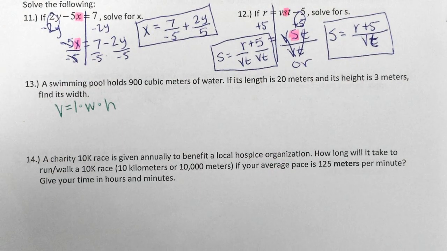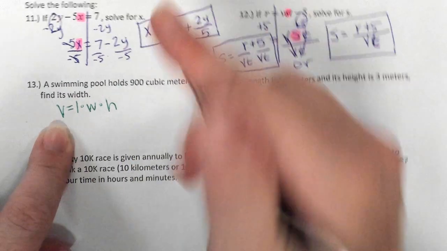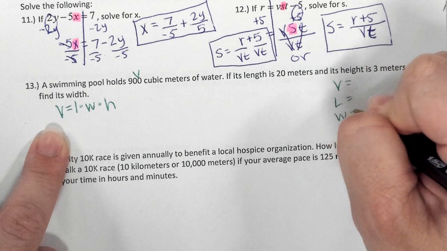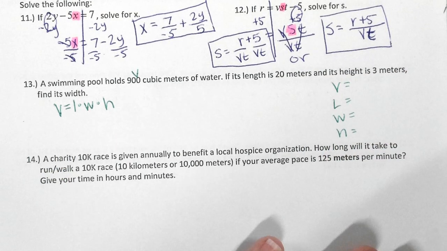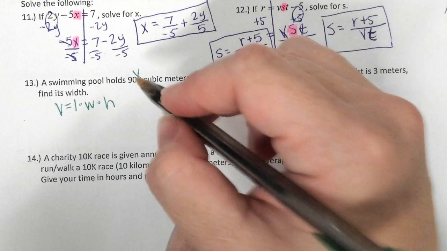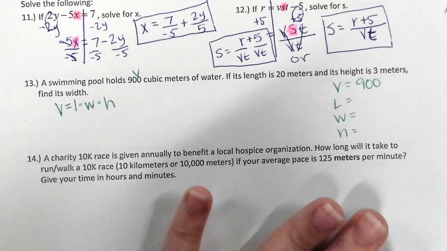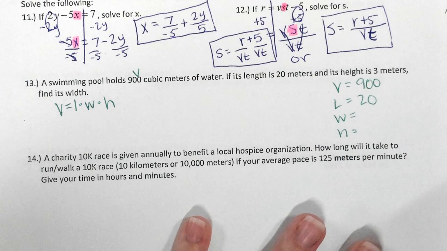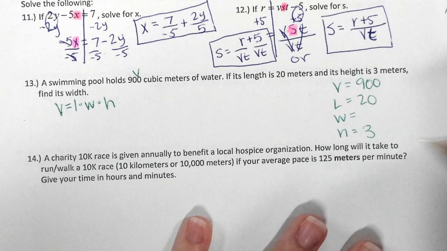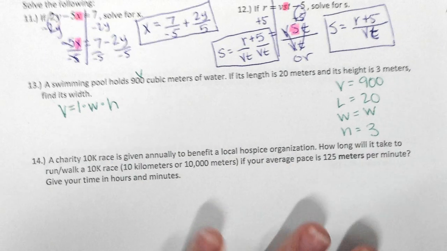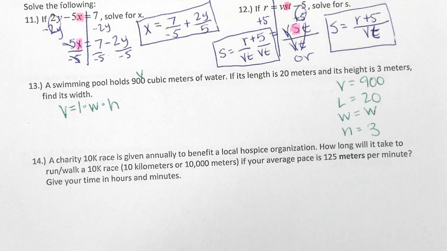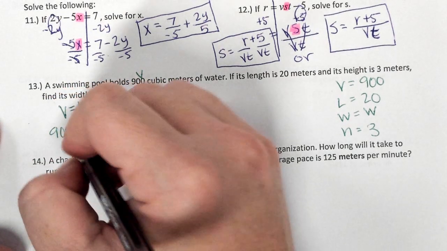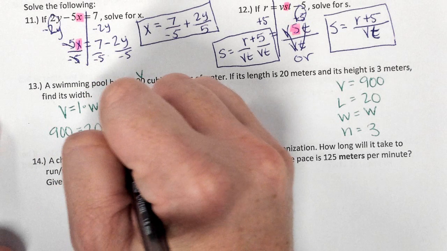So it says a swimming pool holds 900 cubic meters of water. That is my volume. Remember, we need to know all of these letters to plug in what we know and solve for what we don't. So volume is going to be 900. The length is 20 meters. The height is 3 meters. And it says find the width, meaning we don't know, so we're just going to keep W as W. I'm going to plug in what I did know. So 900 equals 20 times W times 3.